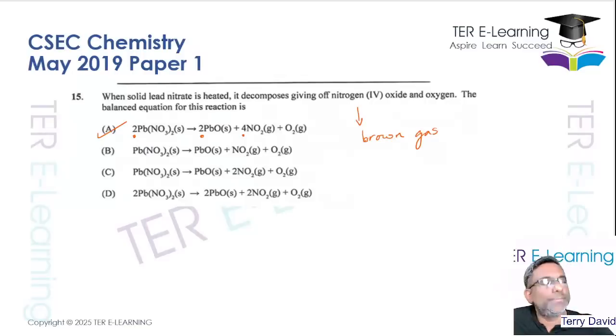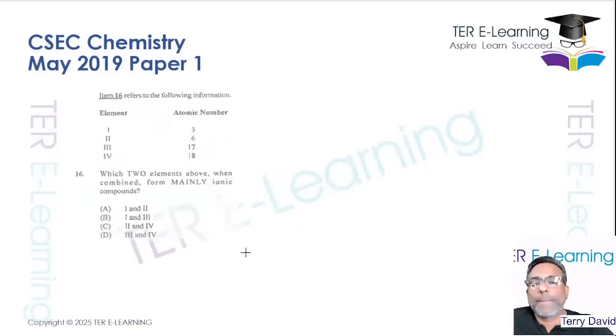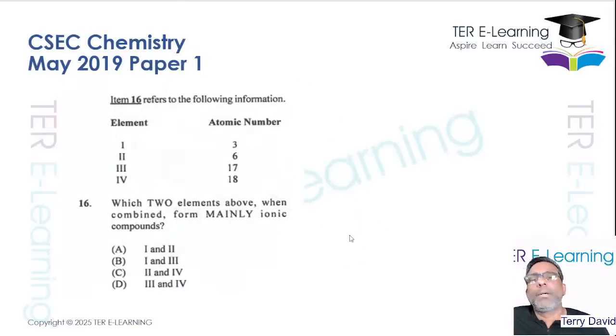Number 16. Item 16 refers to the following information. So we have some elements here. Which two elements above, when combined, form mainly ionic compounds?